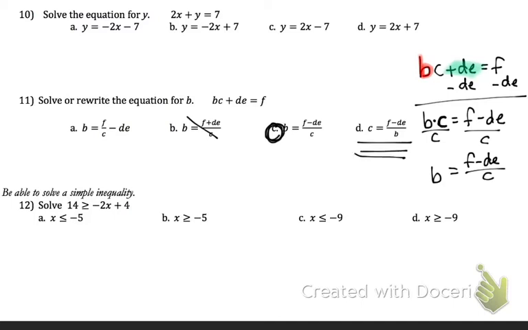D is a distractor, a problem or an answer that you might think is right, because in that one we solve for C. So make sure that you're careful about what you're solving for and you always remember what letter you're going for on these problems.